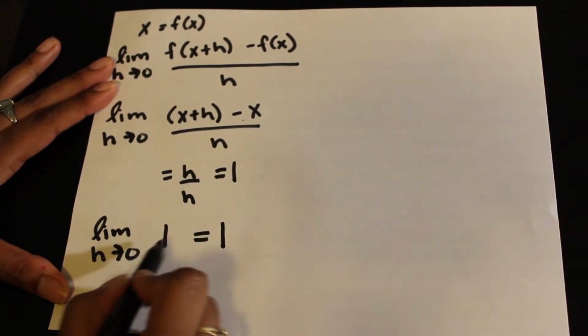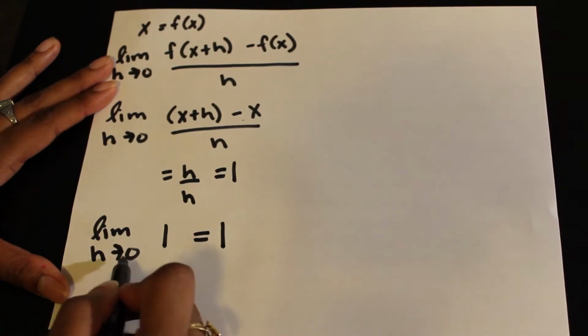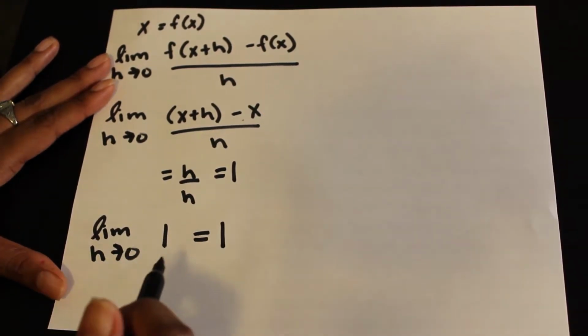Here, the limit as h approaches 0 of 1 will be 1 because for every value of x, this function has a y value of 1. Because there's nowhere in this simplified formula that we can plug in h approaches 0, we would just use 1 as the derivative.